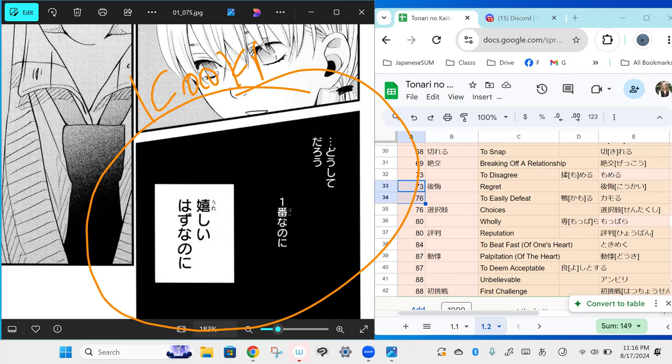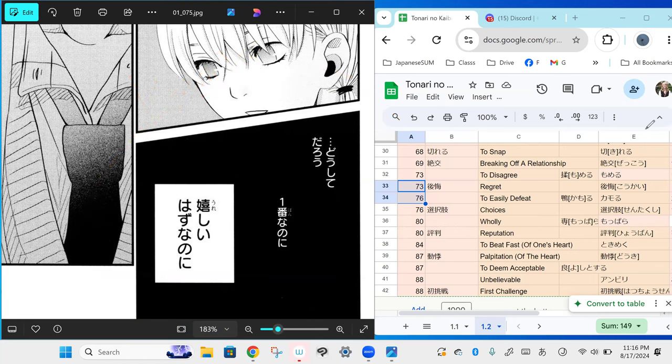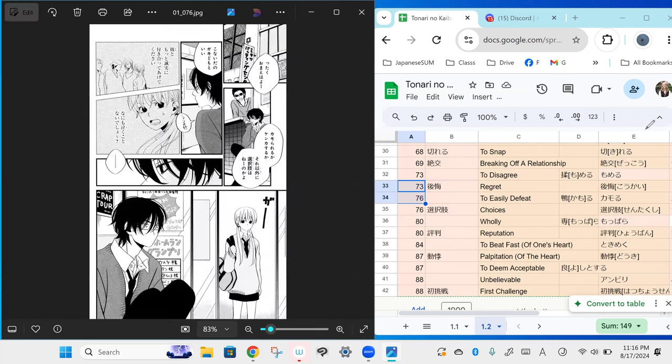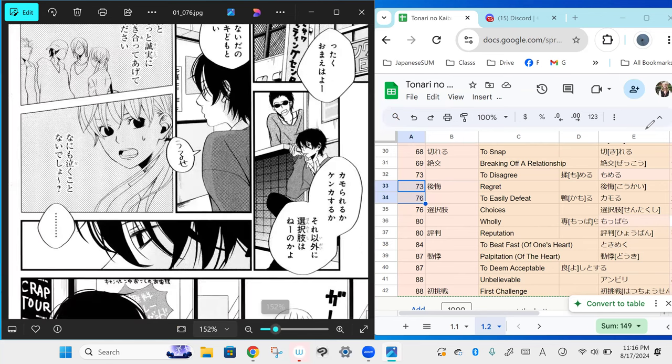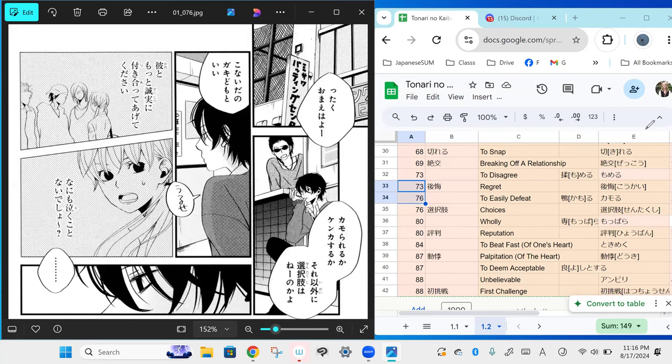どうしてだろう? It's like, 一番なのに, it's like, why though? I got number one, yet... 嬉しいはずなのに, it's like, I should be feeling excited. Yeah, ureshii is more like happy than waka waka. I should be feeling happy.